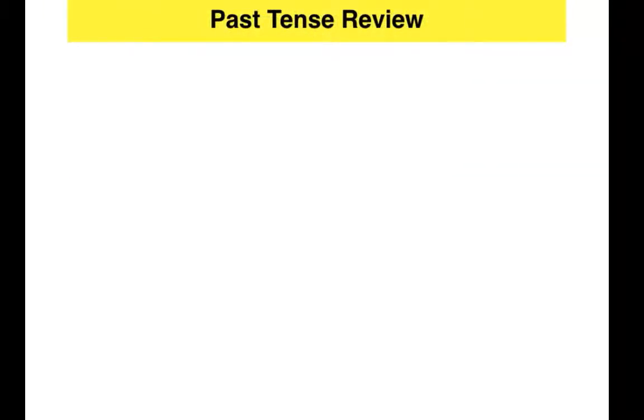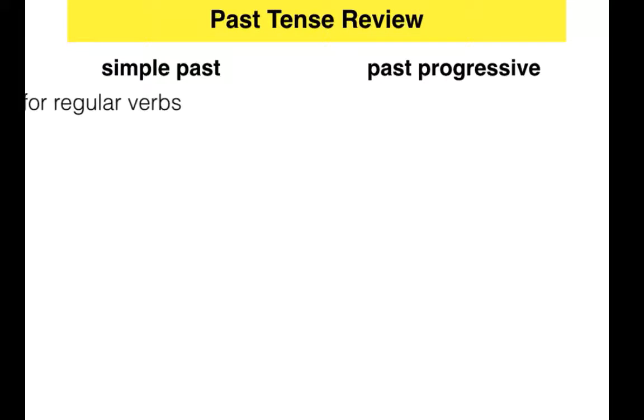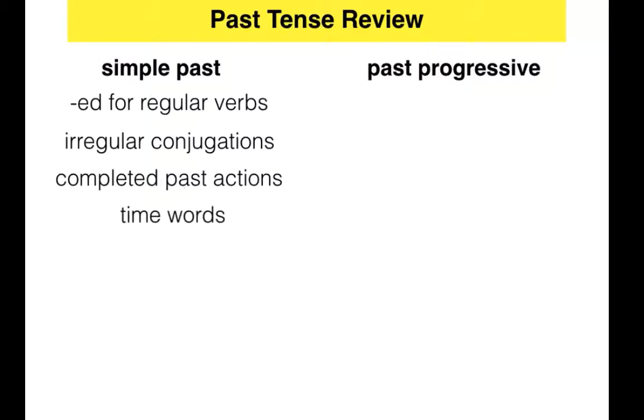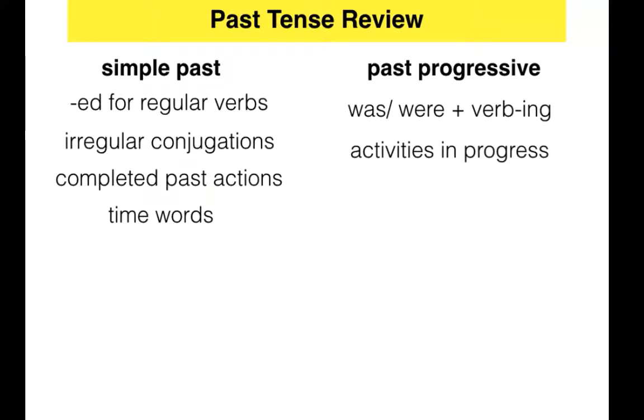Okay, let's quickly summarize this review. We use both the simple past and the past progressive to talk about past time events in English. To form the simple past, we need an ed for regular verbs. But watch out, because there are a lot of irregular conjugations as well. We use the simple past to talk about completed past actions, and this tense is often accompanied by time words, like yesterday. To form the past progressive, we need was or were and a present participle. We use the past progressive to talk about activities in progress, and this tense often appears with another activity in the past.